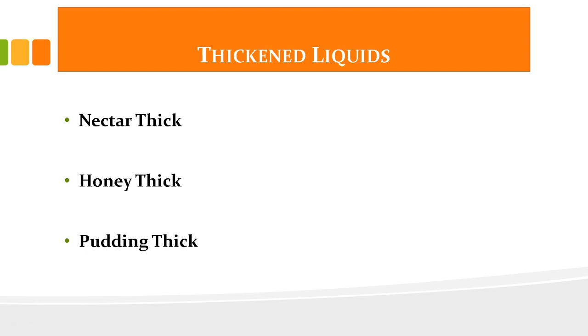Here are the 3 types of thickened liquids. The consistencies could be nectar, honey, and pudding. Nectar thick is similar to a fruit nectar consistency, such as tomato juice. Honey thick has a honey consistency, and spoons can be used to help residents consume this liquid, as it is harder to drink. Pudding thick liquids have the consistency of pudding. A spoon will stand up straight in that liquid. The spoon will be needed to consume any of those liquids.